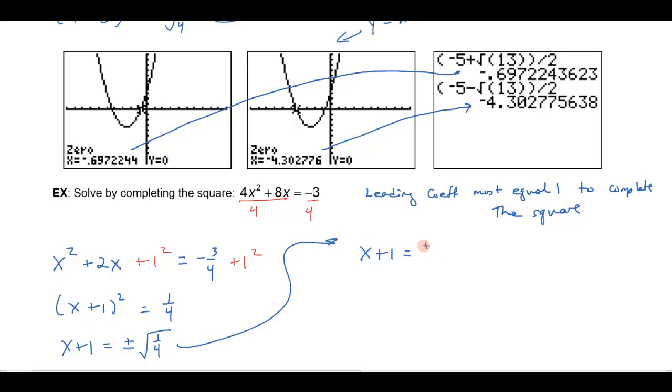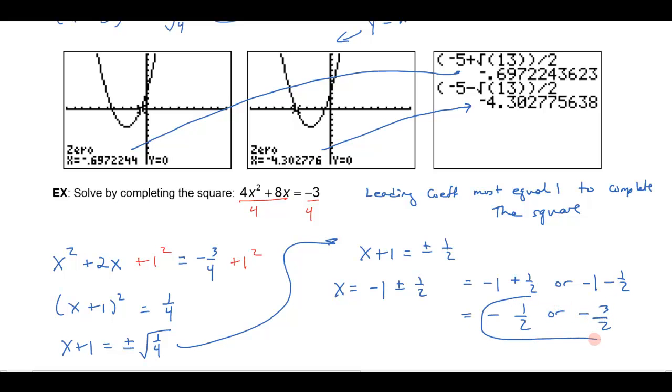So x plus 1 is plus or minus a half. So x is going to be -1 plus or minus a half. Now there's two answers there, and this one here I can simplify. This is going to be -1 plus a half, or -1 minus a half. Well, -1 plus a half, that's negative a half. -1 minus a half, that's -3/2. Okay, so there's my two solutions.